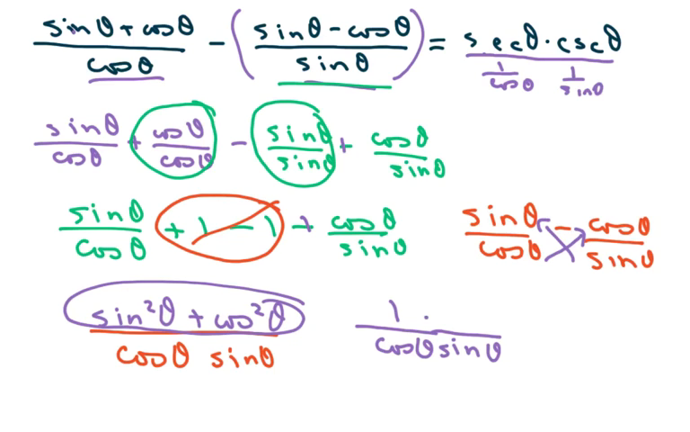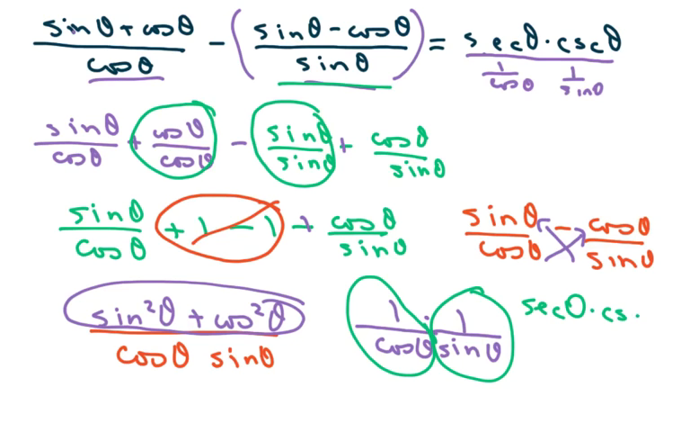Now you can go ahead and multiply this by 1. 1 times 1 is 1. So 1 over cosine of theta is secant, and 1 over sine of theta is cosecant. And there's your desired result. See, and if you notice, I made the mistake of not distributing my negative here. So be careful with that.